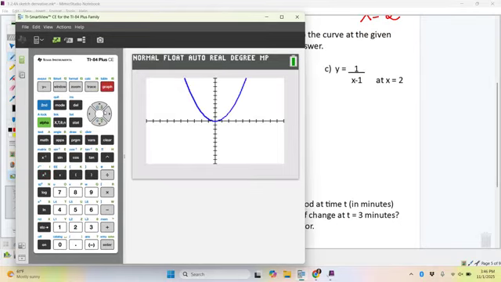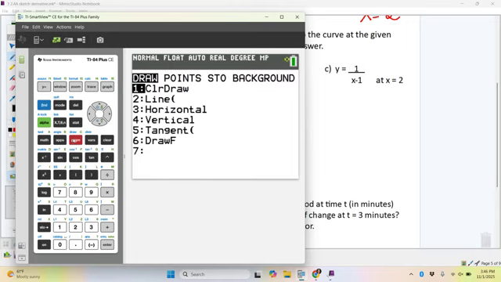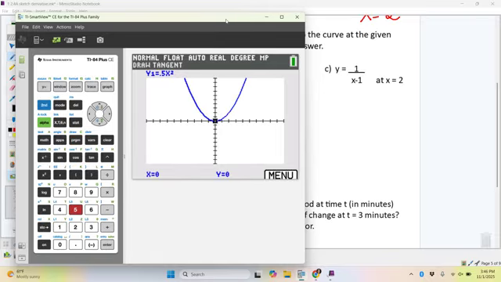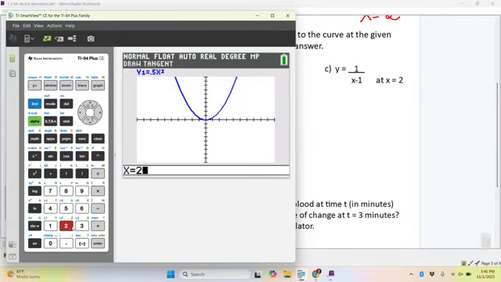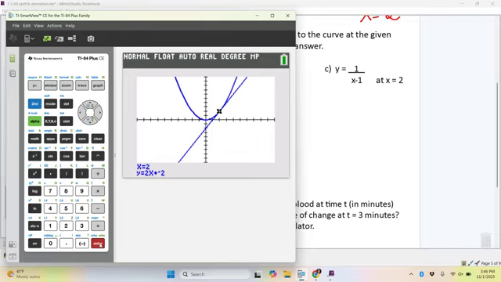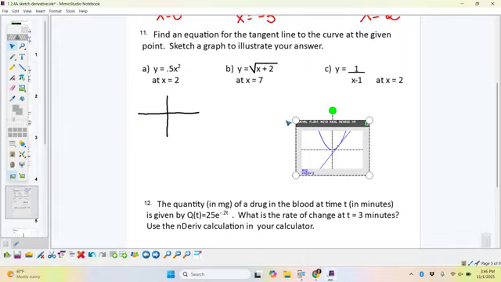Now, our calculators will also draw the tangent line. So if I see the draw right above program, we do second program. Number 5 is tangent line. But then I have to tell the calculator at what x value. So I'm going to press 2, enter. At the bottom, it tells us the entire equation of the tangent line and gives us the sketch.